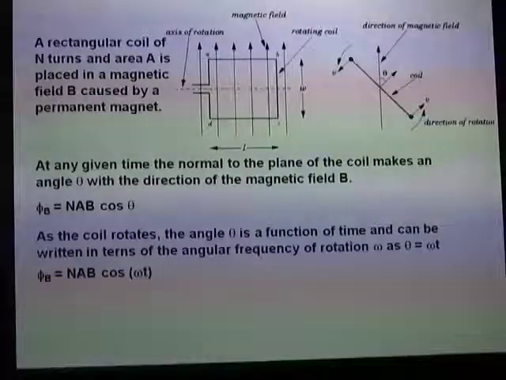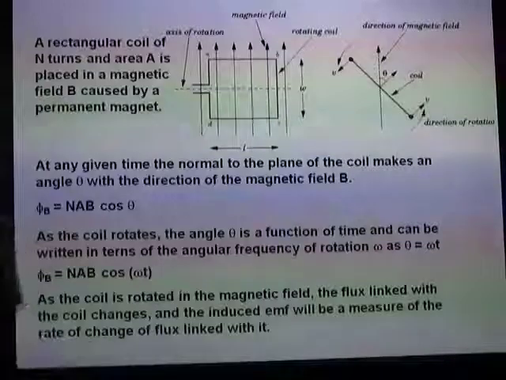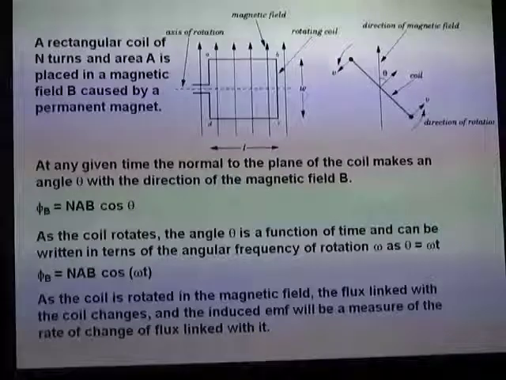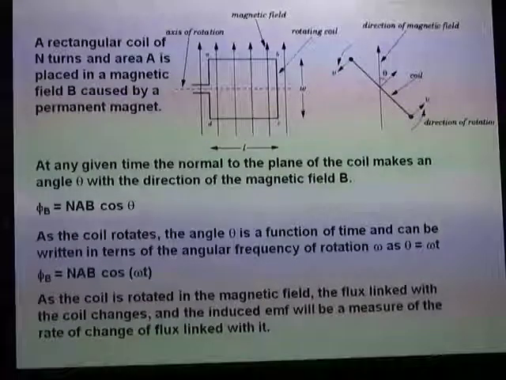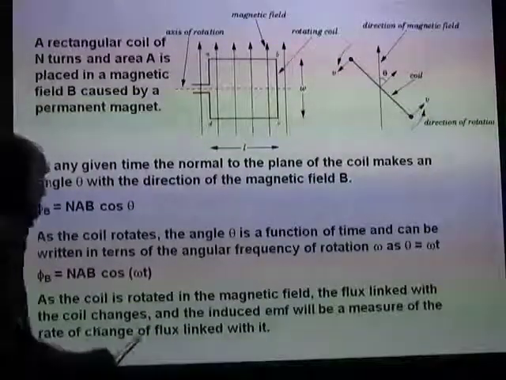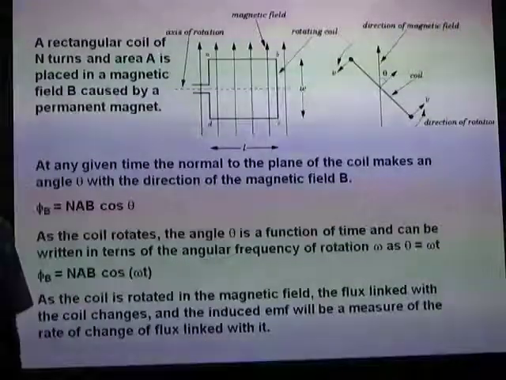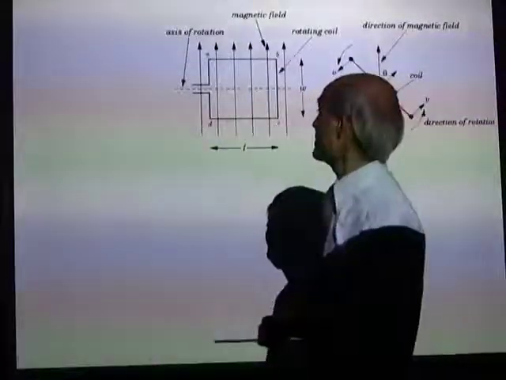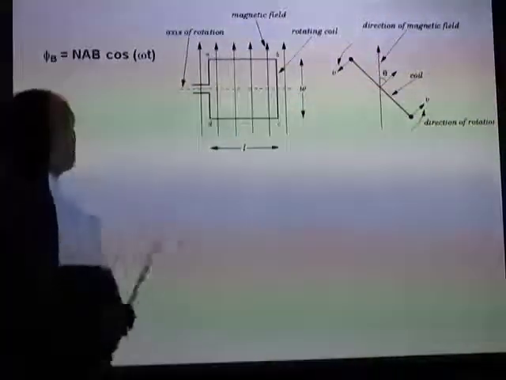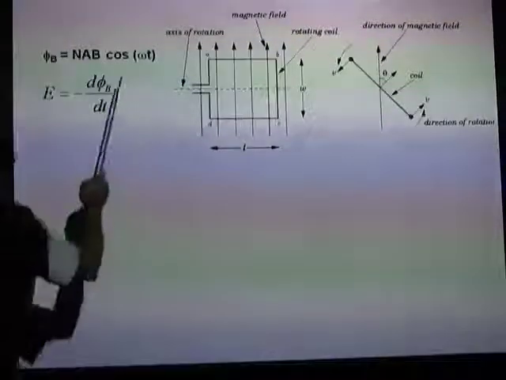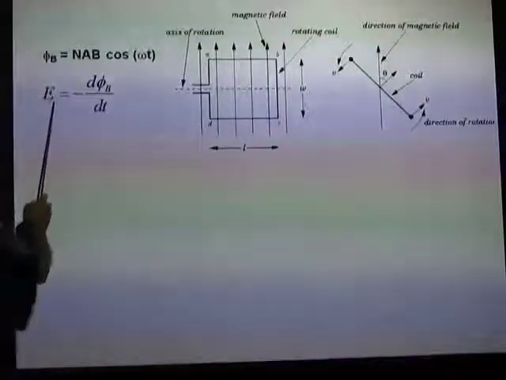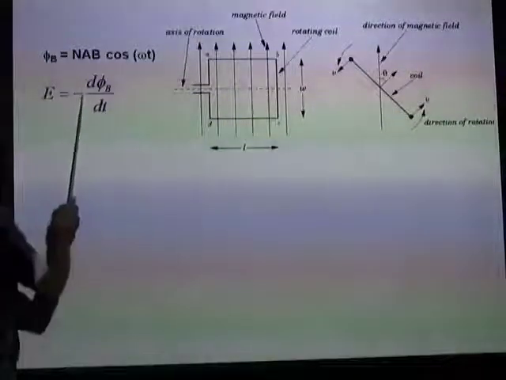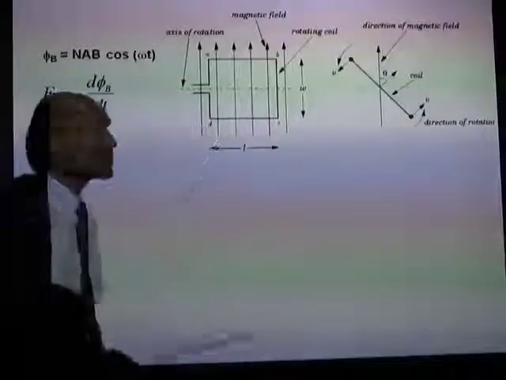NAB cos omega t. As the coil is rotated in the magnetic field, the flux linked with the coil changes, and the induced EMF will be a measure of the rate of change of flux linked with it. And that is Faraday's law of electromagnetic induction. Well, you know that phi B equal to NAB cos omega t, and the induced EMF is negative of d phi by dt. Of course, the negative sign comes from Lenz's law.